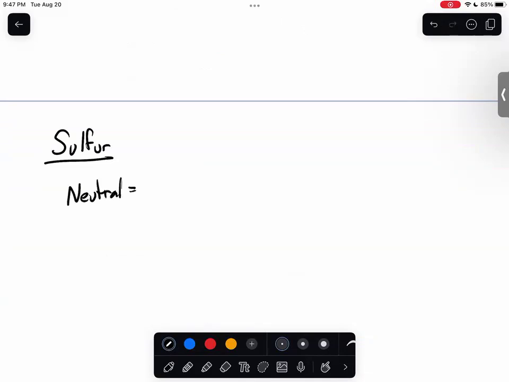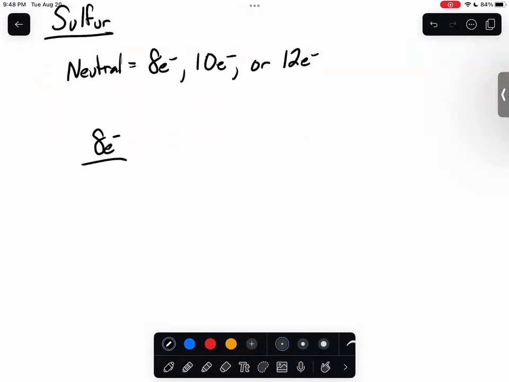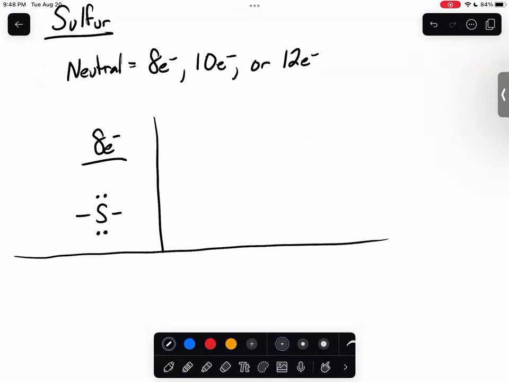It can have a happy octet, it can have 10 electrons in its octet, or it can have 12 electrons in its octet. So if we take a look at the first form, which is the 8 electron form, it's very simple. It's the exact same as oxygen. And that's because it's directly underneath oxygen in the periodic table. Right? So it's just happy with two lone pairs and two bonds.